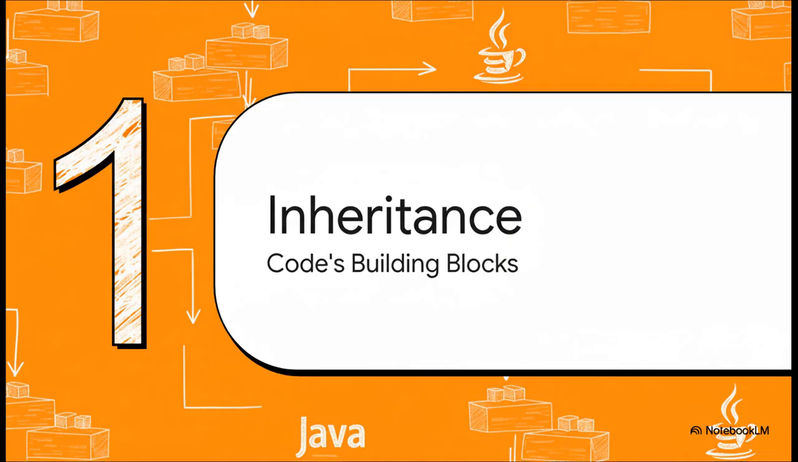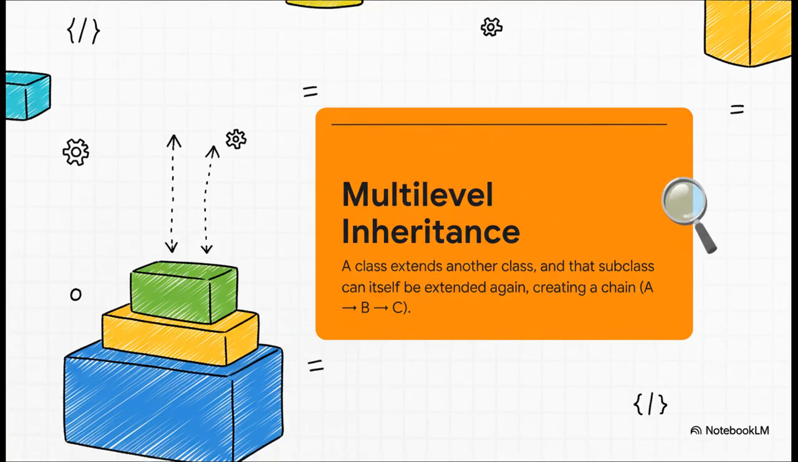The best way to picture this is to think of your Java classes like stackable building blocks. Seriously, we start with a really general foundational block. Then we stack more specific, more detailed blocks right on top. And the coolest part? Each new block you add automatically gets all the powers and features of the blocks underneath it. And that stacking idea, that's what we call multi-level inheritance.